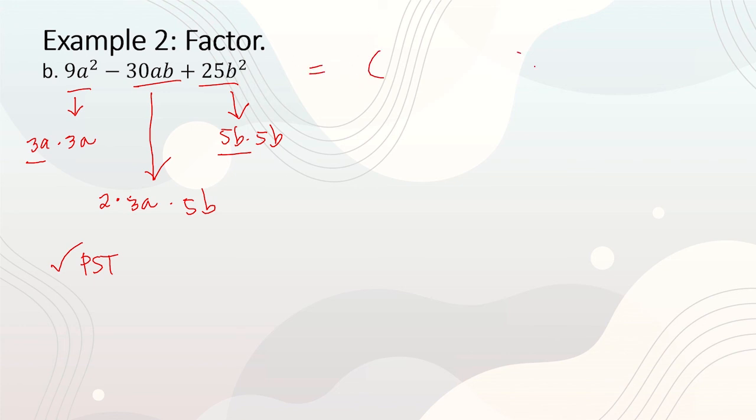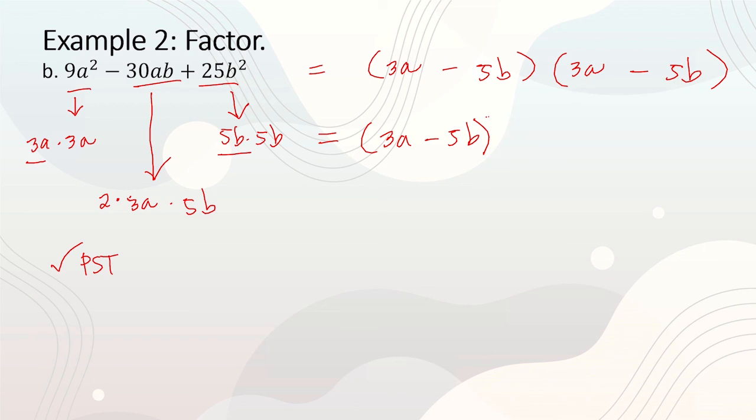So to factor, it is expected that there are two binomials. The first term would be the square root of the first term, so 3a. The second term would be the square root of the third term, 5b. Then, copy the sign of the operation before our second term, minus. So you can write your answer as the square of 3a minus 5b.